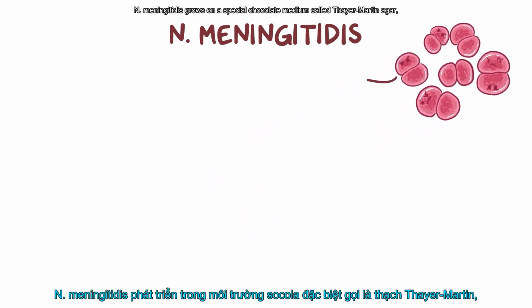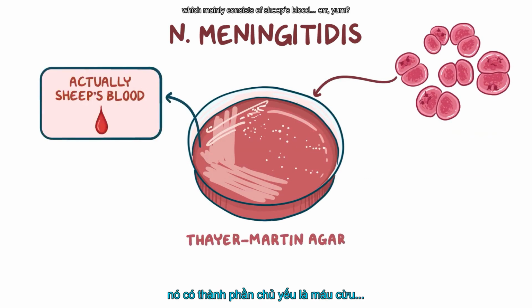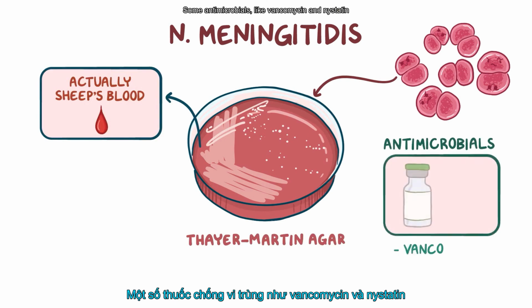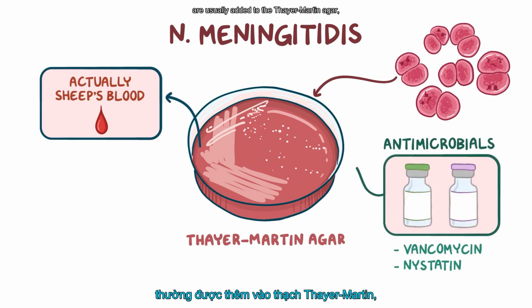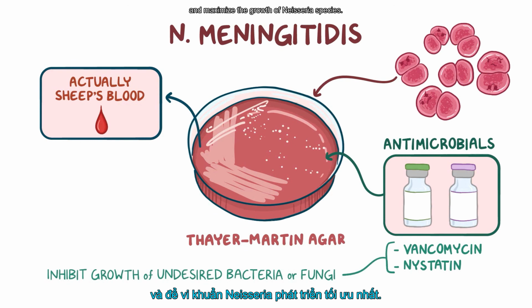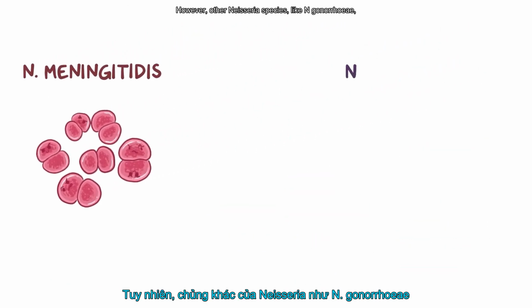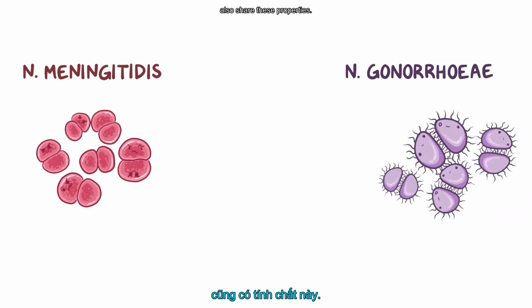N. meningitidis grows on a special chocolate medium called Thayer-Martin agar, which mainly consists of sheep's blood. Yum? Some antimicrobials, like vancomycin and nystatin, are usually added to the Thayer-Martin agar to inhibit the possible growth of undesired bacteria or fungi, and maximize the growth of Neisseria species. However, other Neisseria species, like N. gonorrhoeae, also share these properties.